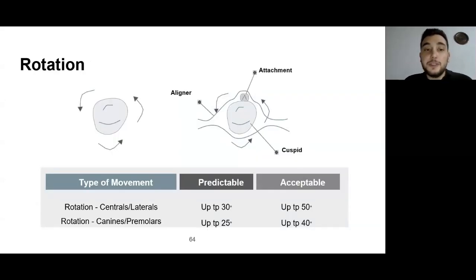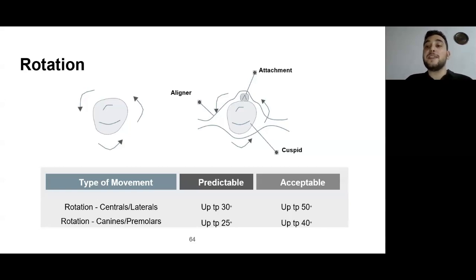So the final movement we'd like to discuss, I know I'm going a little bit over time, we have 5 minutes left, is rotation with aligners. Now, for teeth that provide natural undercuts, as we said before, for example the central incisors and the lateral incisors, rotation is actually more predictable than when we're talking about conical teeth or teeth with rounded roots, similar to canines and premolars. So if you look over here, for centrals and laterals we can predictably rotate the teeth up to 30 to 50 degrees, while it's less for canines and premolars.